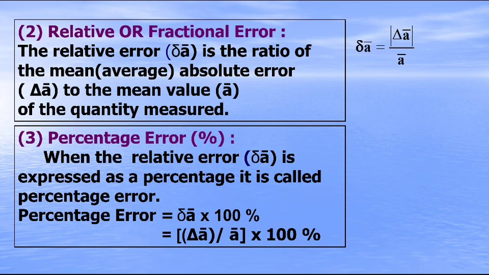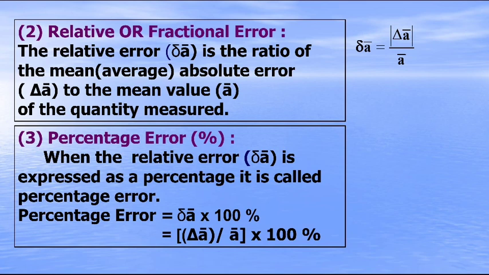Third, the percentage error. When the relative error is expressed as a percentage, it is called percentage error. That means if you multiply the relative error by 100 percent, then we get the percentage error. So percentage error is equal to delta A bar upon A bar into 100 percent. So this is known as the percentage error.